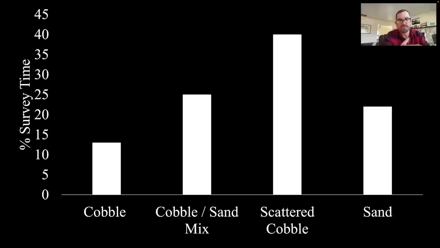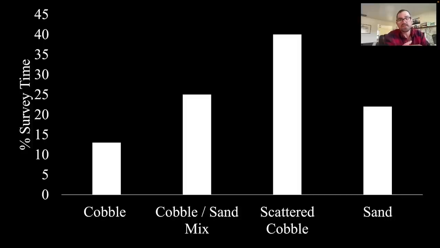So cobble sand mix I classified as anything where there was less than 90% cobble or solid bedrock, all the way down to 30%. So it could be 70% sand, 30% cobble, and I would still consider it a cobble sand mix. Still a fairly strong cobble component, I guess is what I'm going with here. And that was one of the more common habitat types, up to around 25-30%.